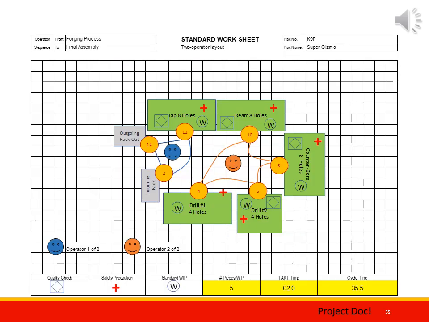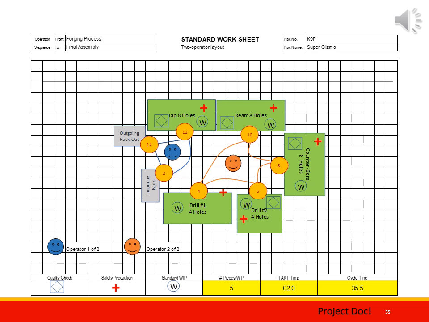So here's a standard worksheet. The standard worksheet is a project doc. This is a required project doc. And I want to take a moment and step you through this. In this particular case, I have an operation, right? I have two operators. I have counterclockwise flow in the cell. I can only see the arrows and the directions, but believe me, I do.